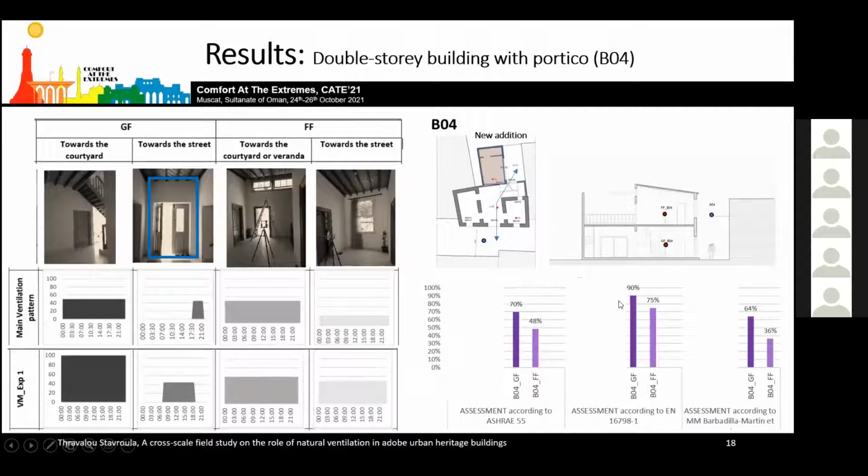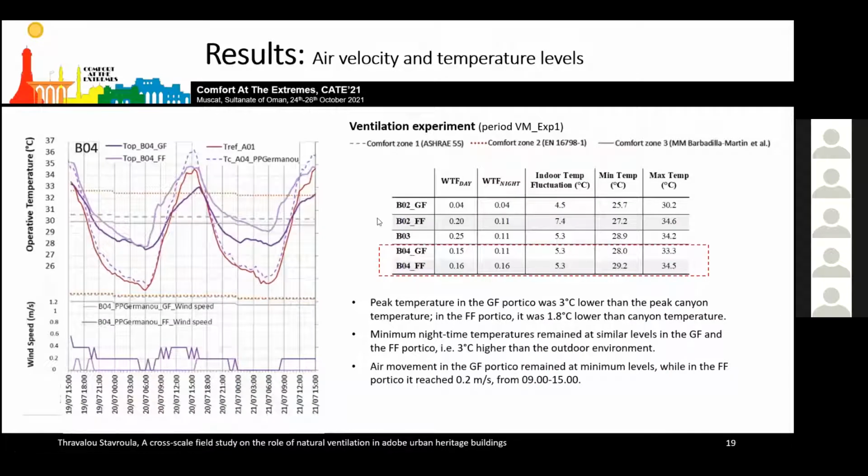at significantly better levels. Temperature in the ground floor portico, the dark purple line here you can see, was 3 degrees lower than the canyon temperature, and in the first floor portico just 1.8 degrees lower than the canyon temperature. Air movement in the ground floor portico remained at minimum levels, as you can see here, whereas in the first floor portico it reached up to 0.4 meters per second during the daytime.